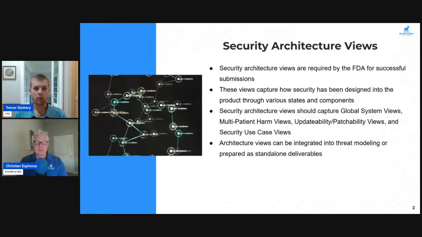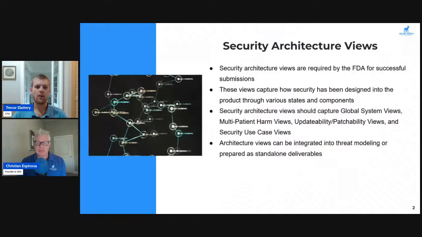So, as you mentioned, these are required by the FDA for successful submissions. There are 4 different views, and we'll get into some of the details on each of these, but the goal of all of these views is to capture how security is designed in the products at various states, in various components, through various use cases. Now, the 4 main views that we need to consider are the global system view, multi-patient harm view, updatability and patchability view, and secure use case views. We'll talk about what each of those mean in a second.